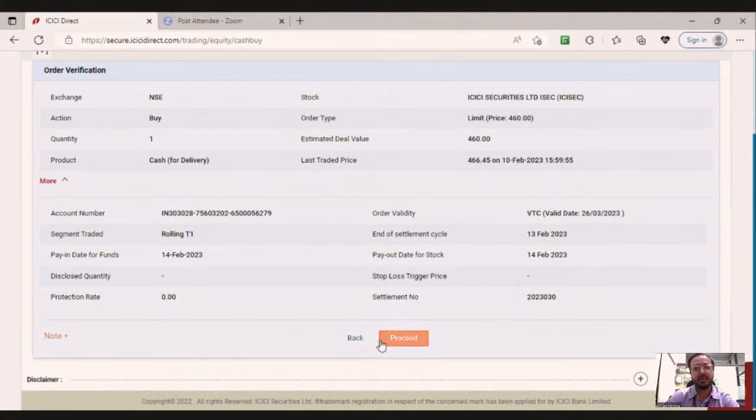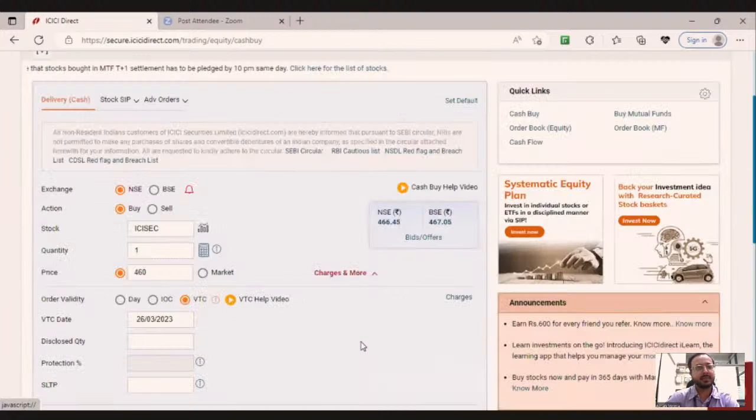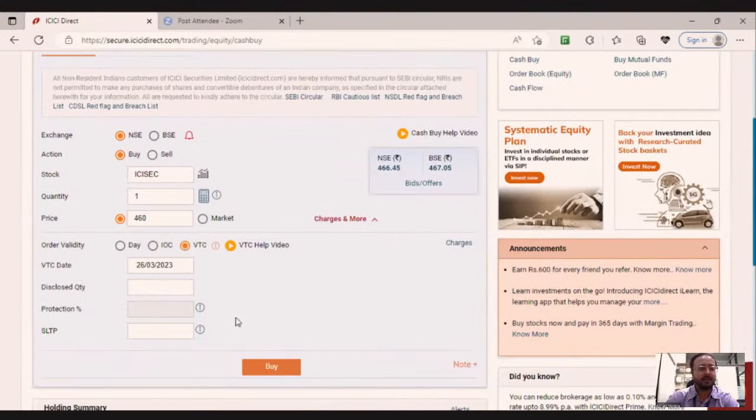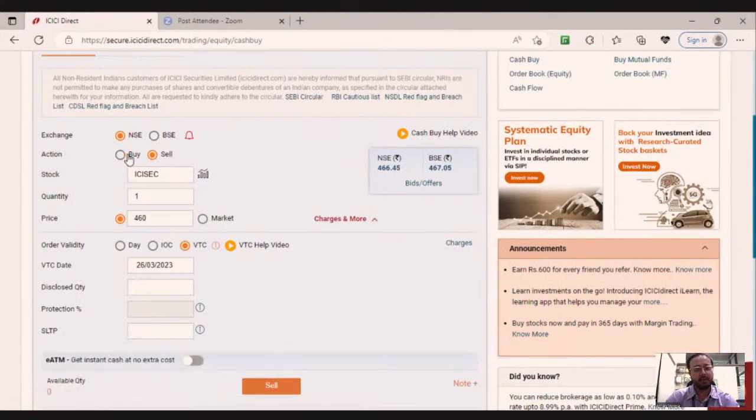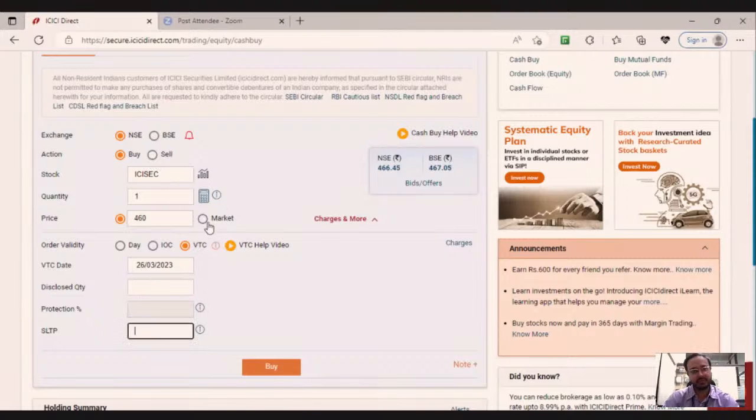Now let's say that right now the market is closed. It'll open up on Monday next. The last traded price for ICICI Securities on NSE was 466.45. I have a gut feeling that when the market opens on Monday, the price will increase. But I still want to buy the stock, even if the price goes up.